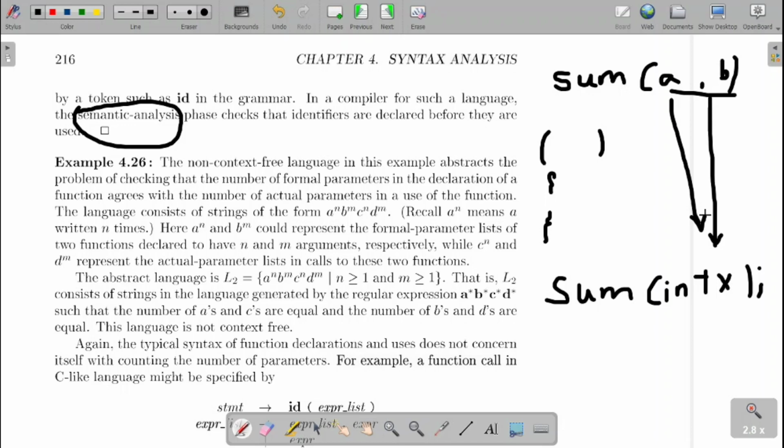Now for implementing these cases, normally the grammar used will be this: L2 derives a^n b^m c^n d^m. Here a^n b^m is our formal parameter and c^n d^m is our actual parameter. Whatever the count of a is, that should be matched with c, and whatever the count of b is, that is to be matched with d.